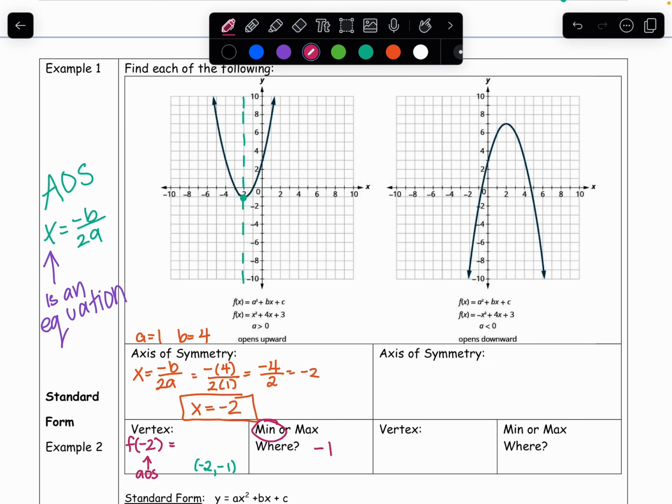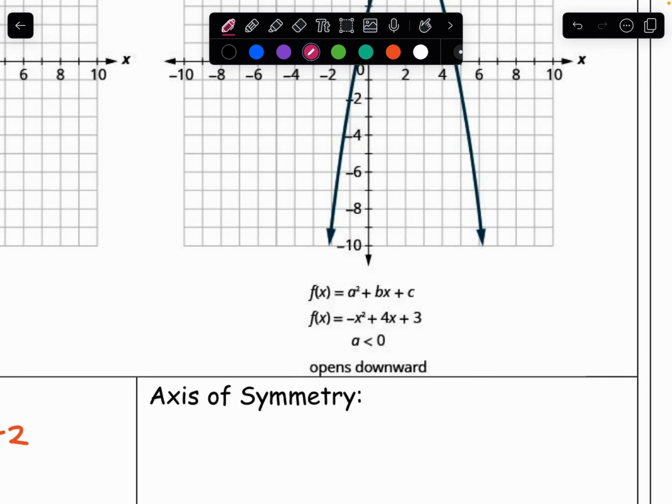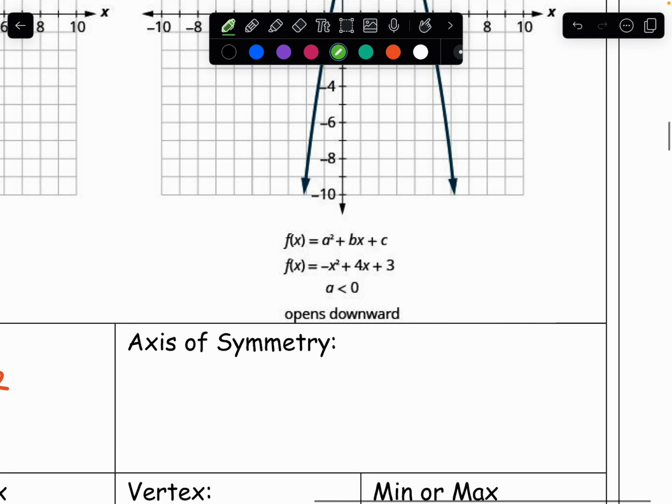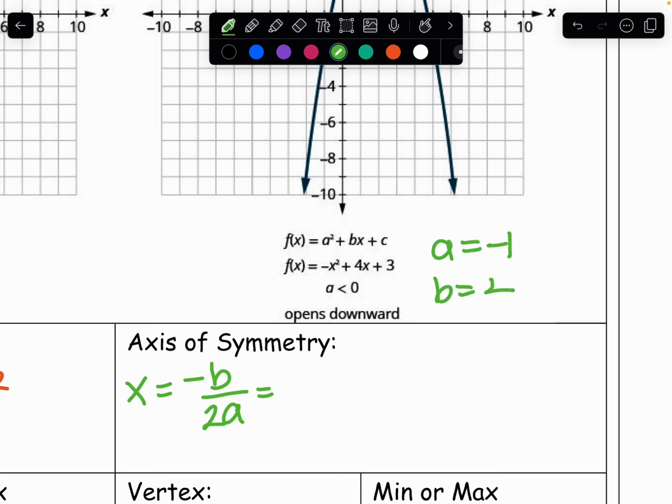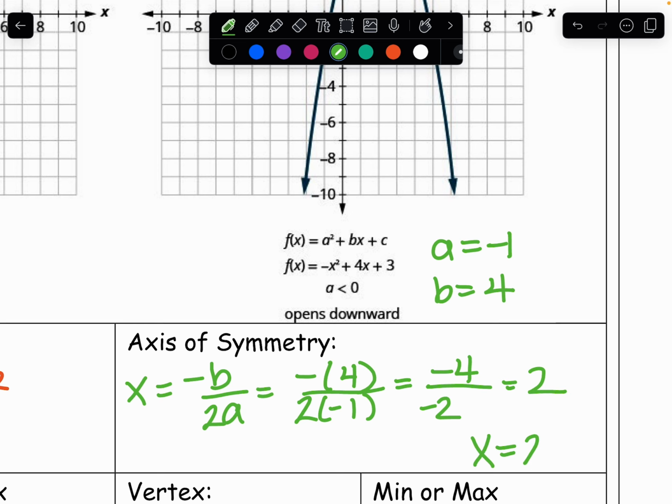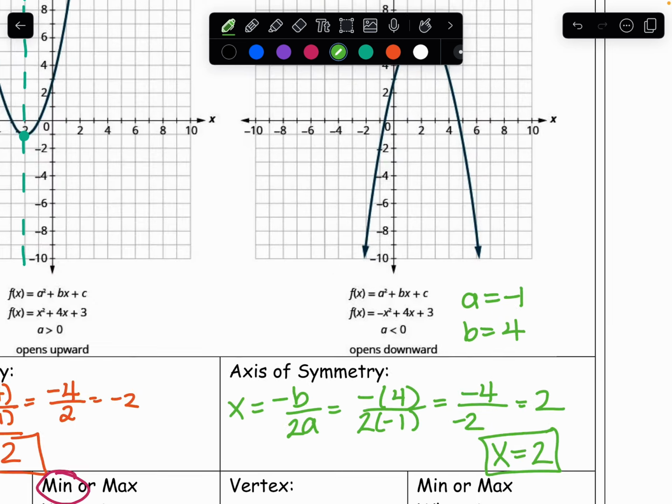Okay. You can pause the video if you want to try the next one on your own, or we can do it together. So here we go. Our next one, again, our axis of symmetry. We have a formula, negative b over 2a. So my a value in this case is negative 1, and b is positive 4. When I plug these in, I get negative 4 over negative 2, which is positive 2. And so my axis of symmetry is x equals 2.